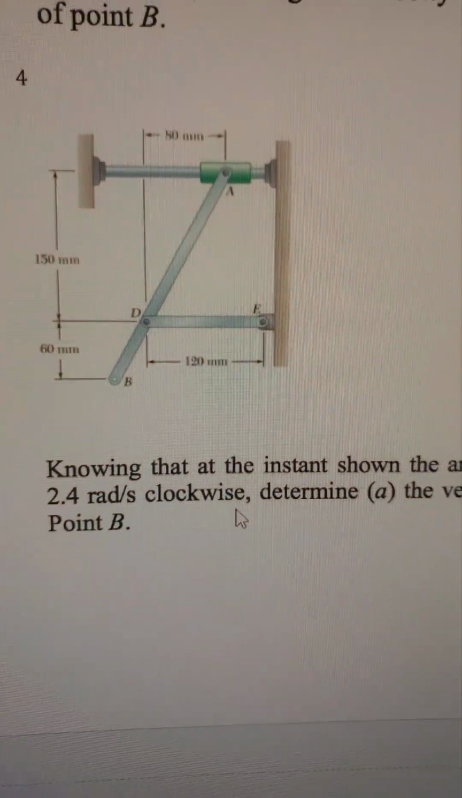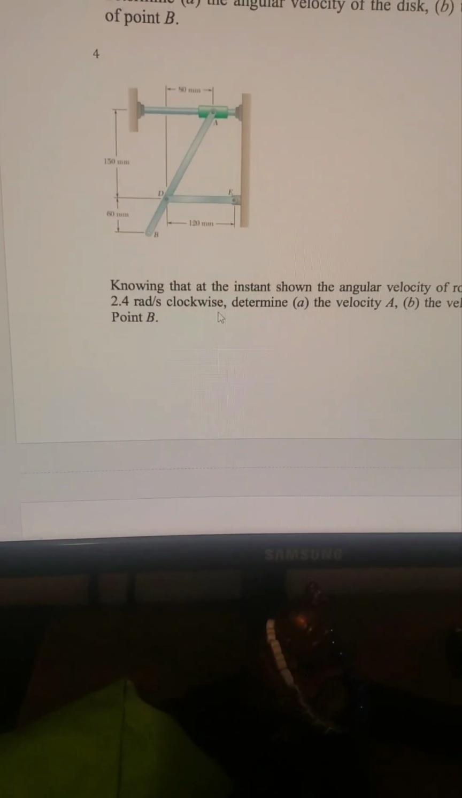All right, so for this one, this is the one with the slider, and point DE is moving up, or yeah, it gives you it's moving up clockwise. It gives you that in the question, and we're just trying to find the velocity at A and point B. So we're going to use this equation again.